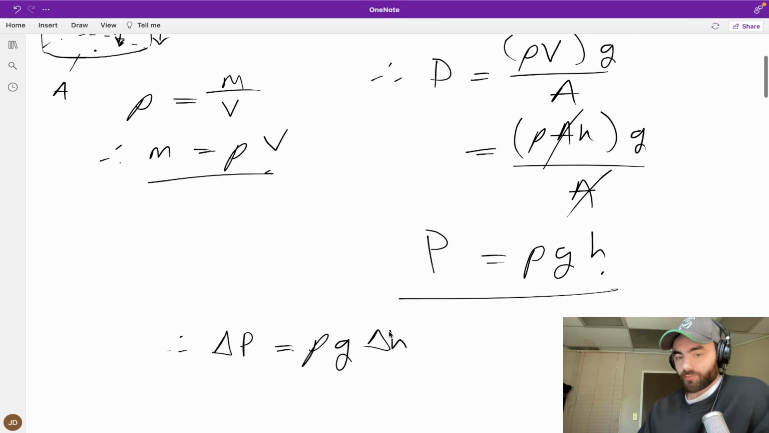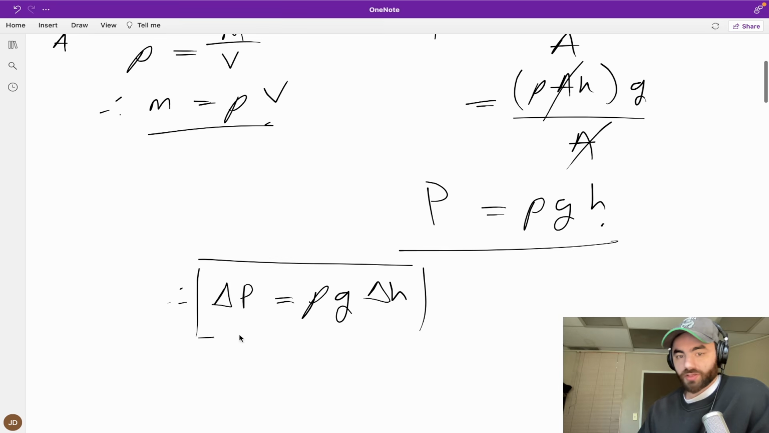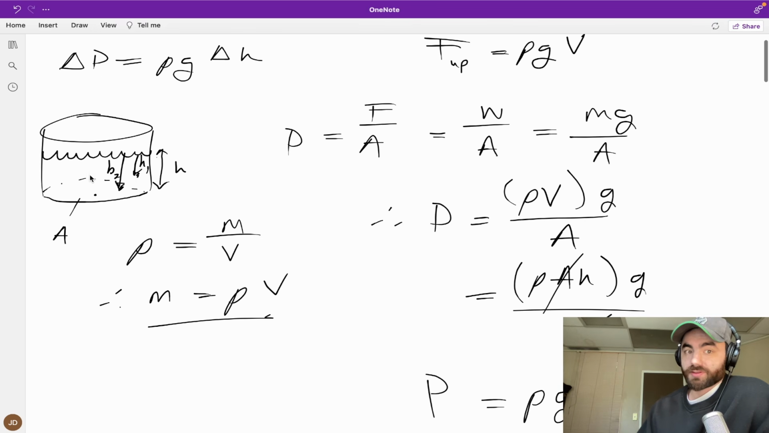Also, at any depth, you can find the pressure. And that's hydrostatic pressure. So this is for a liquid that is at rest. It's in equilibrium.